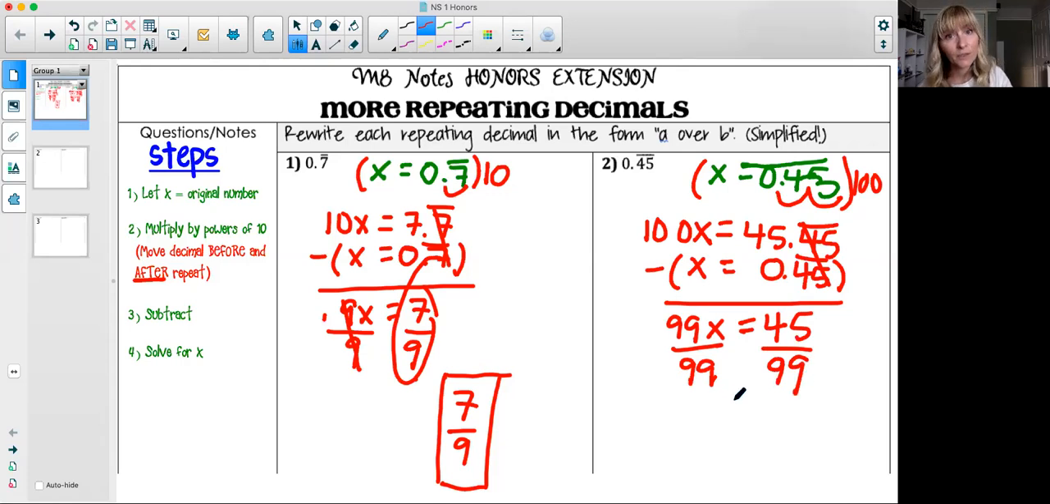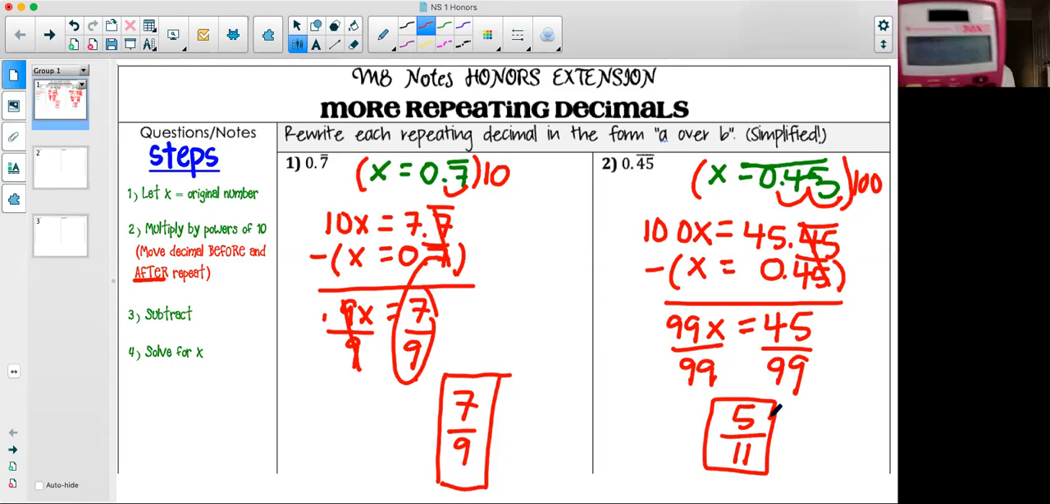And the last thing you need to do is simplify this. These are both divisible by 9. So I get 5/11ths. Now you can always check if you did this process correctly by typing in your calculator, top divided by the bottom, 5 divided by 11. And look at that. 0.4545454545 repeating.